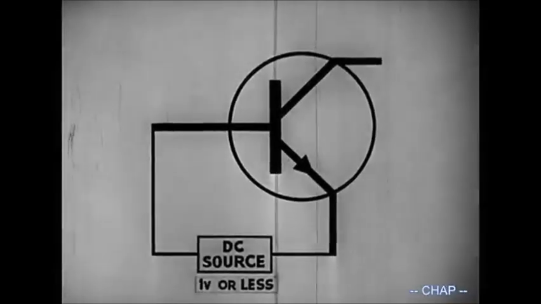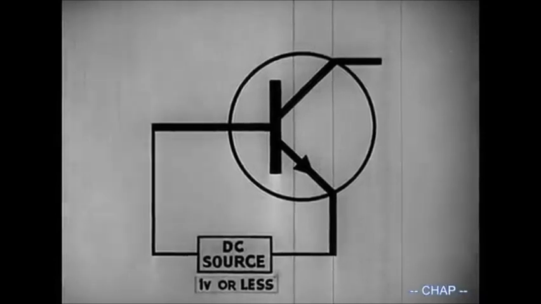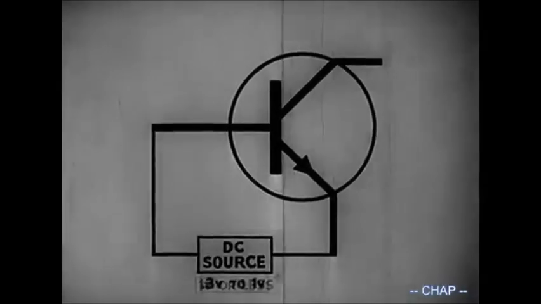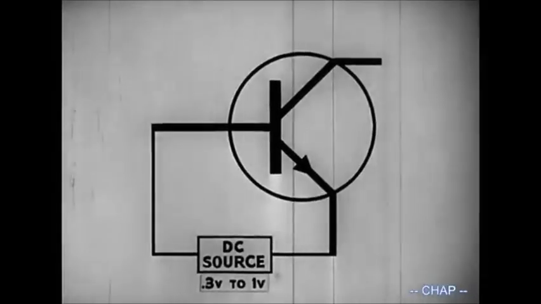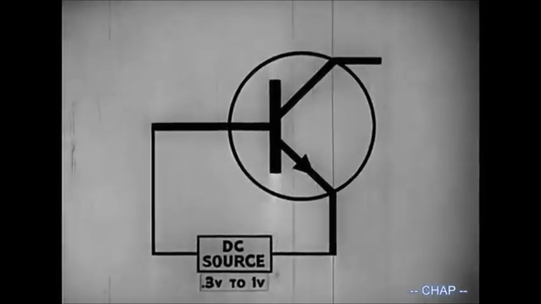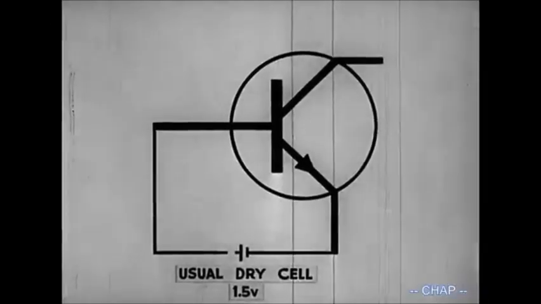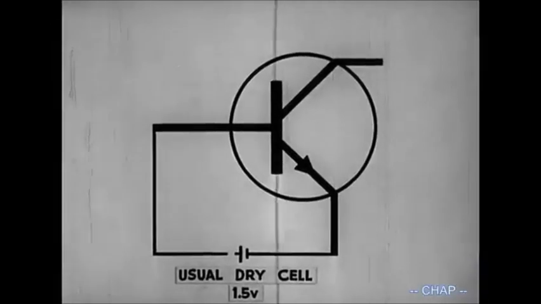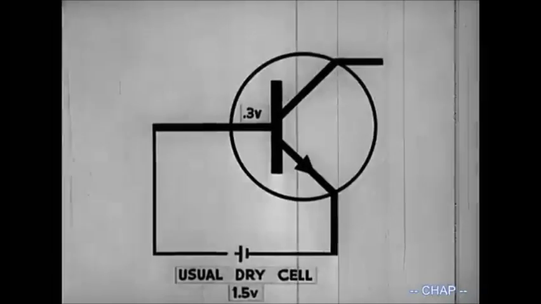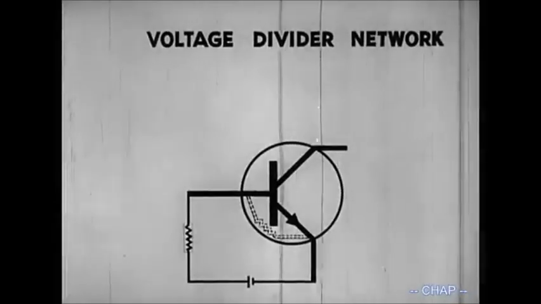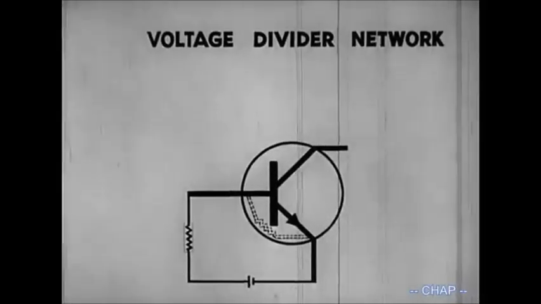Many transistors operate with forward bias voltages of 1 volt or less. Generally, the value is between 0.3 and 1 volt, but the usual dry cell has a voltage of about 1.5 volt. Assume that we have a transistor that needs 0.3 volt forward bias. This is in excess of what we can safely use unless we employ a voltage divider network.